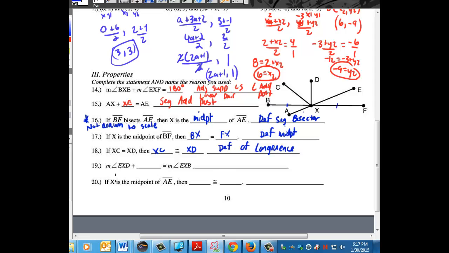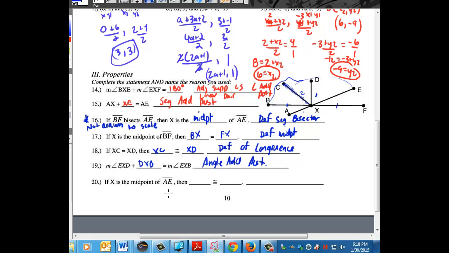19, measure of angle EXD. So EXD is this angle here. Let's put an angle 1. Plus the measure of some other angle is equal to measure of angle EXD. So they want this entire angle. So for right now, let's just ignore this ray. Let's pretend like it's not here. Okay, so we're going to say that angle 1 plus angle 2 is going to equal this entire angle from E to X to D. So that would be angle EXD. And we're adding up angles, so angle addition postulate.